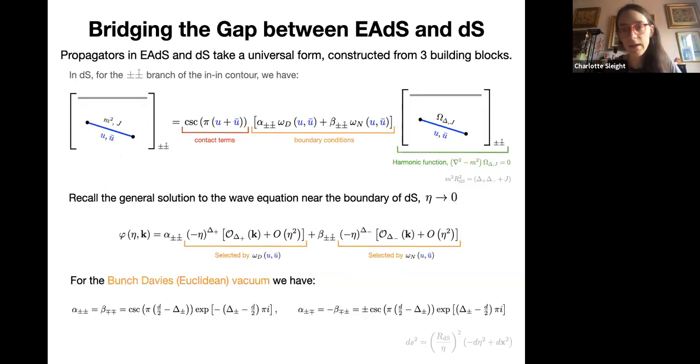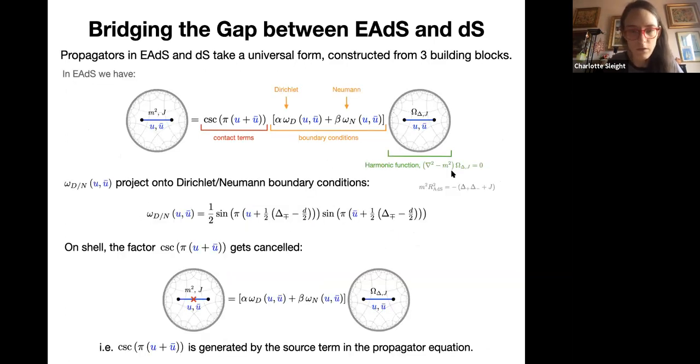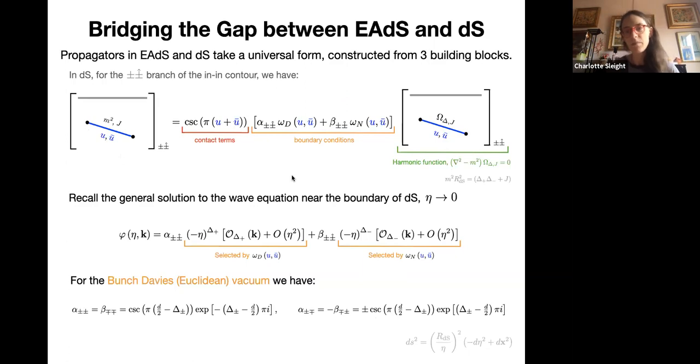So they're built from analogous building blocks which have the same role as those in AdS. So these projectors, omega D and omega N, have exactly the same form, as on the previous slide. Now their interpretation is that they're projecting onto a given late-time behavior of the exchanged field, so delta plus or delta minus, where the precise linear combination of the two is selected by our choice of vacuum at early times. And if you want your propagator to correspond to that in the Bunch-Davies vacuum, then you would take these choices for the coefficients alpha and beta appearing in the propagator here.